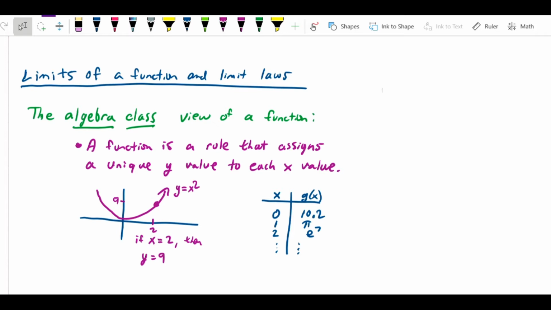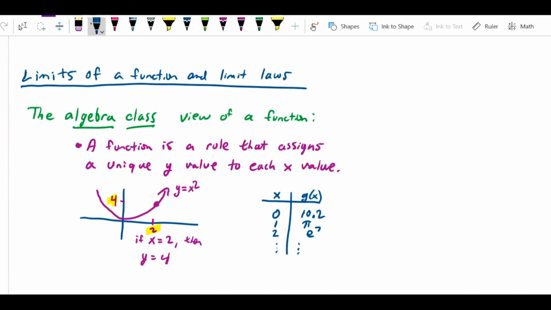On the left, you can see that we have a graph, and this is a graph of the parabola y equals x squared. It's clearly a function. It's a rule where if I give it the value 2, the parabola gives me the value 4. So you can think of this graph as essentially defining the rule of a function.